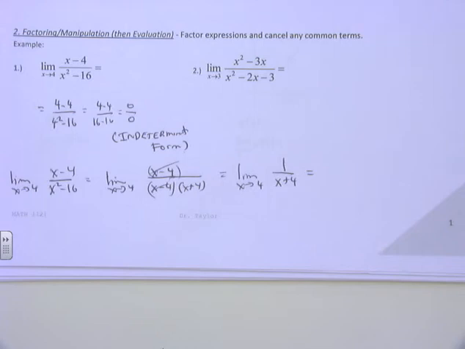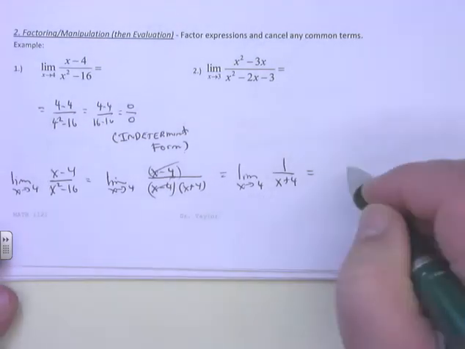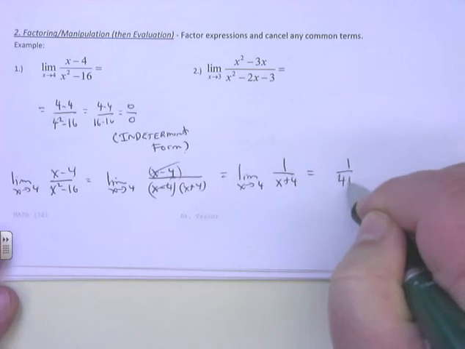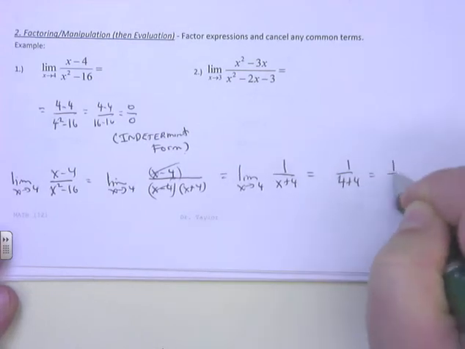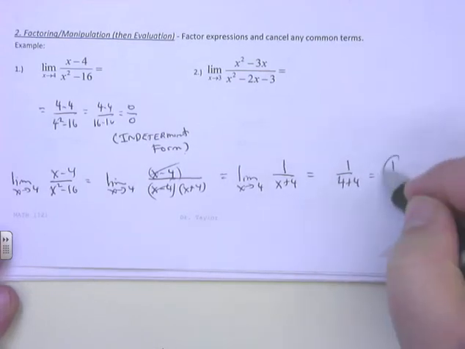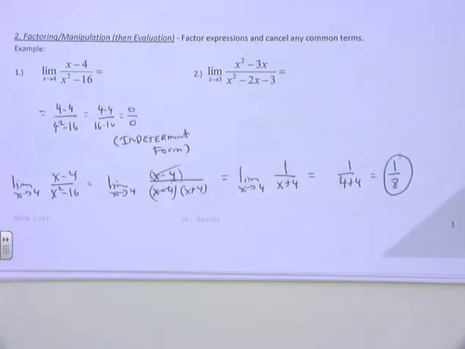Plug it in. When I plug in x is 4, what do I get? 1 over 4 plus 4, which is equal to 1 over 8. And when you get a number, that's your answer. That's your limit value, 1/8. Does that make sense? Have I lost you guys anywhere?